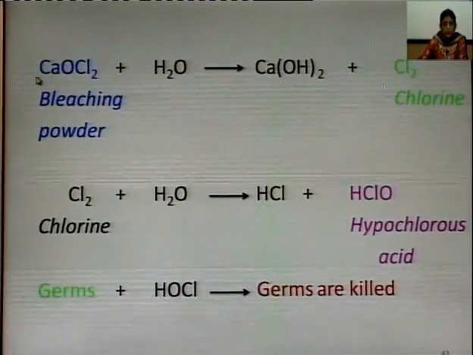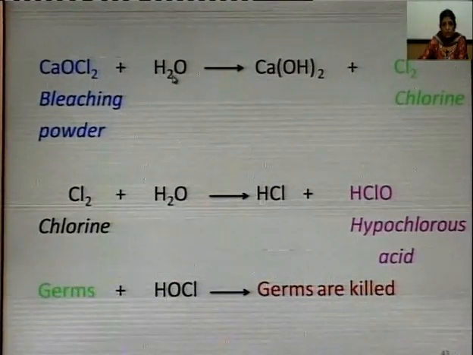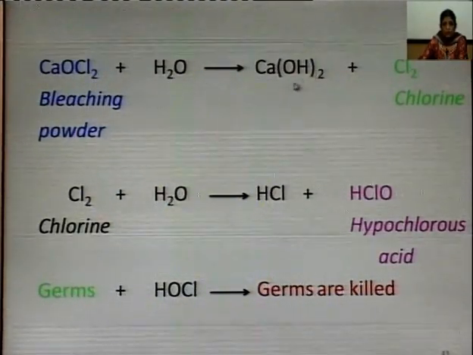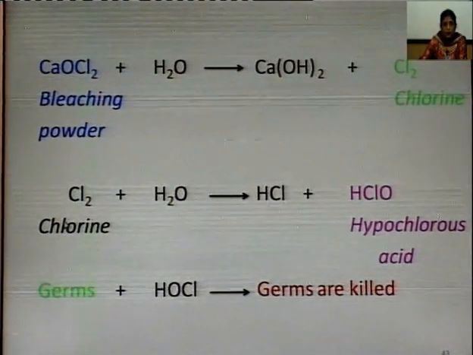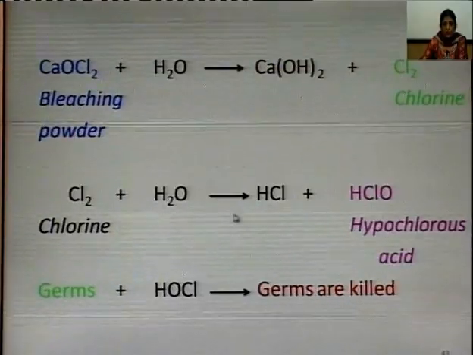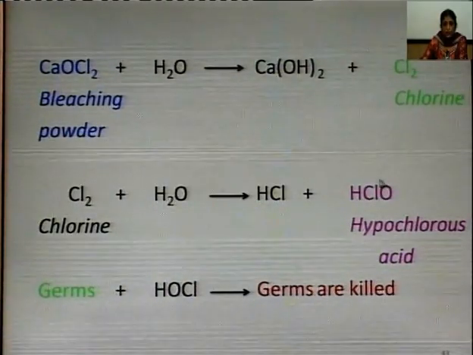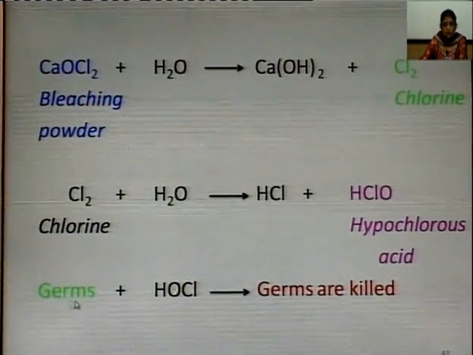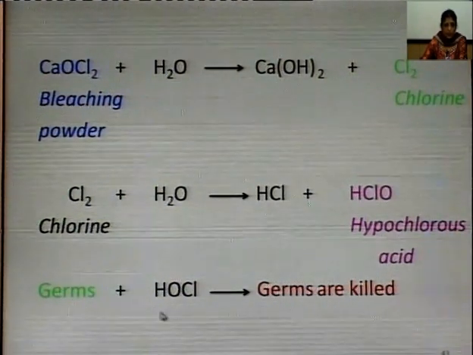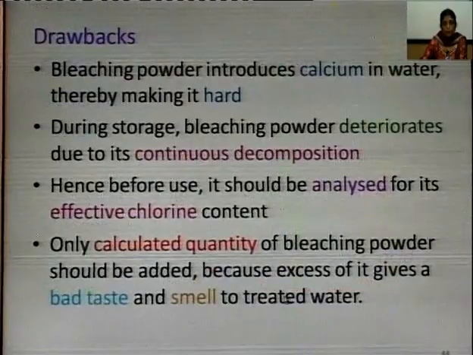So, bleaching powder CaOCl2 is added into water. The products are calcium hydroxide and chlorine. Chlorine reacts with water to form hypochlorous acid, and this hypochlorous acid attacks germs because it is germicidal, so germs are killed.